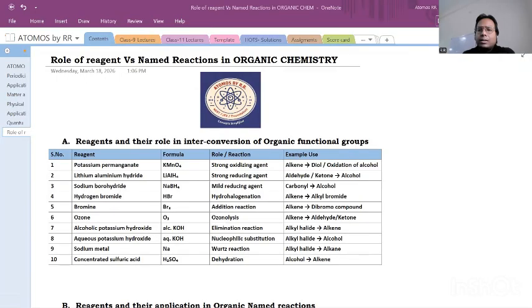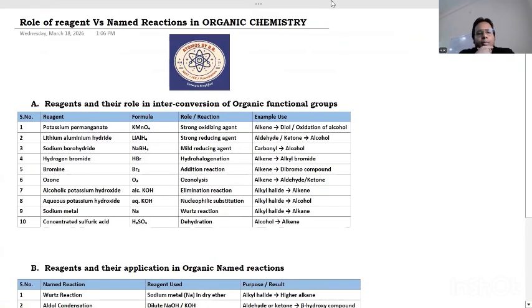बच्चों चलो देखते हैं फिर कैसे रोल ऑफ रिएजेंट और नेम्ड रिएक्शन आपस में लिंक्ड है विद द इंटरकन्वर्जेंस. So let's start the lecture. आइए. Role of reagent and named reactions in organic chemistry, right? So if you see, there are many reagents जो organic chemistry में हम यूज करते हैं, but few are very important and common.